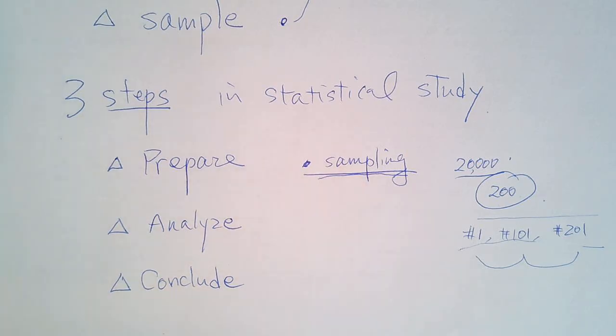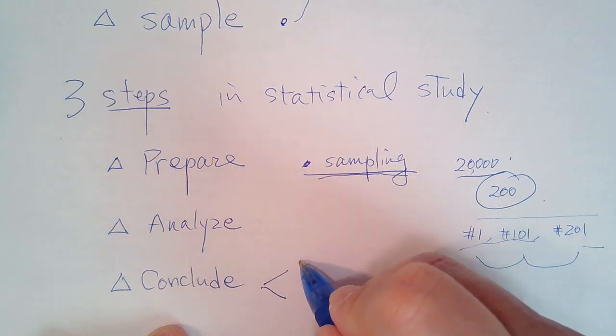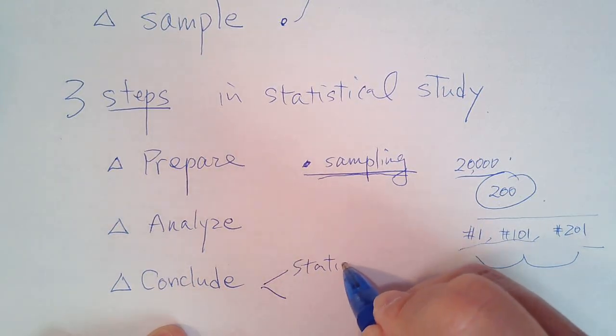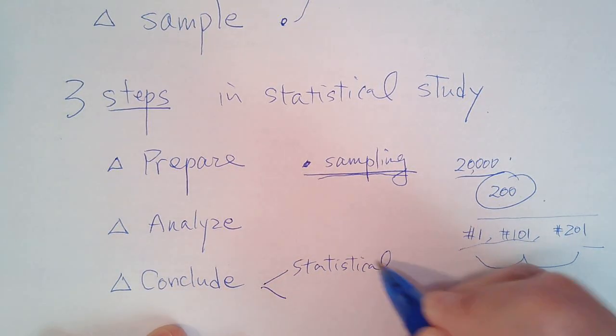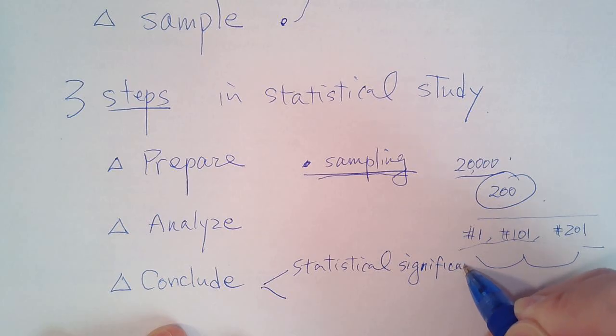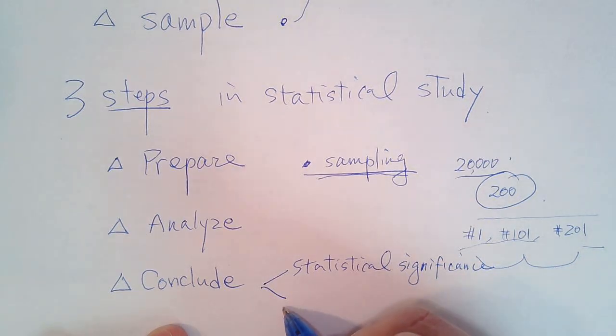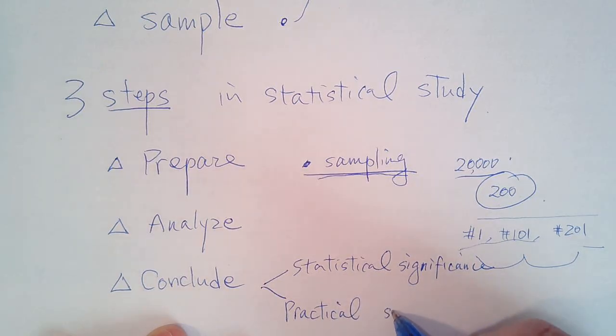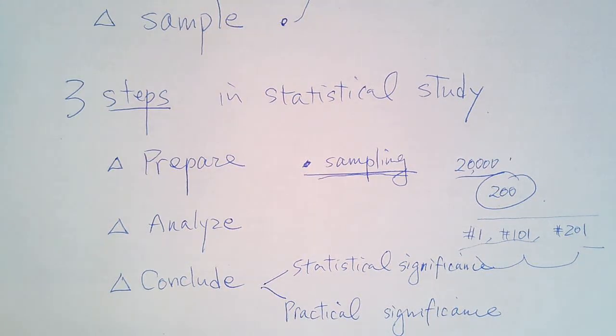All right, now the significance. That's about the sampling method, and the significance is about when you get the conclusion. There are 2 significances. One is called statistical significance, and the other one is practical significance. Okay, these 2 are different.